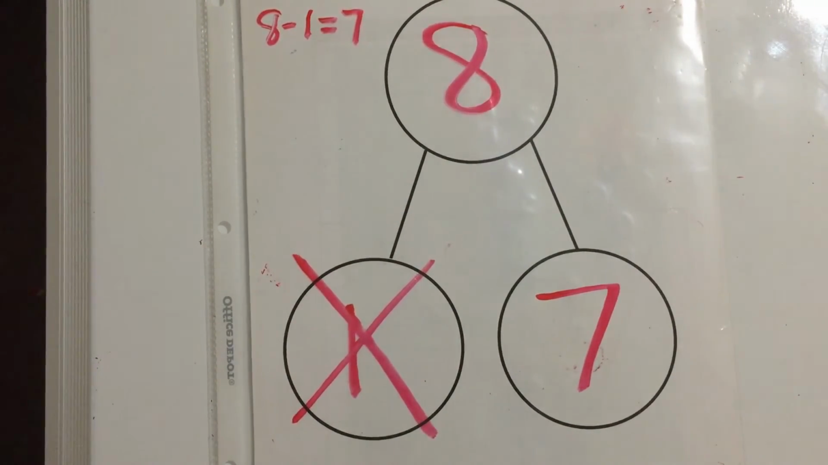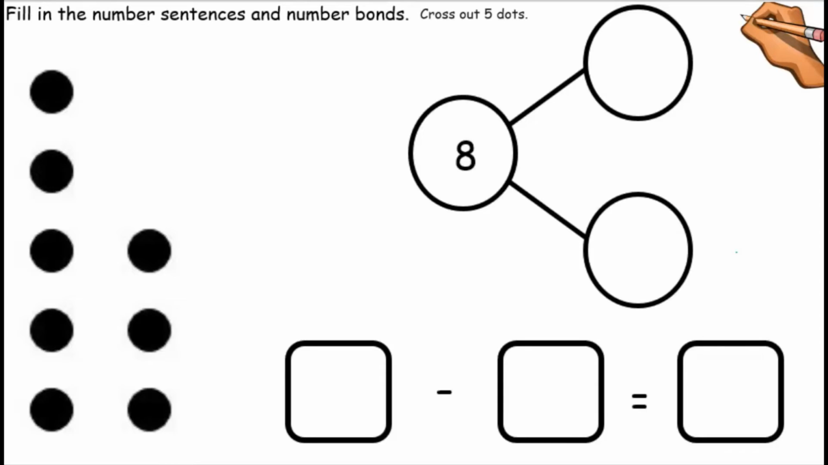All right, let's decompose 8 some more. I'm first starting with 8 dots. That is how many we're starting with. I'm going to cross out 5. 1, 2, 3, 4, 5. How many do I have left? 3. 1, 2, 3. Let's first complete our number sentence.